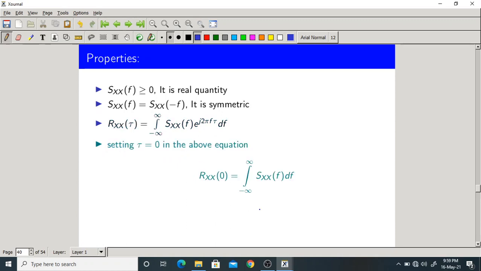Now this is very important. If you keep tau equal to 0, you get this. If tau equal to 0, e power j0 is e power 0, that is 1. Now what is this? It is nothing but the area under the PSD over the entire frequencies. That is nothing but the ACF at 0, or RXX at tau equal to 0.